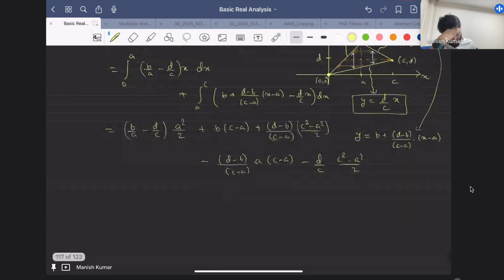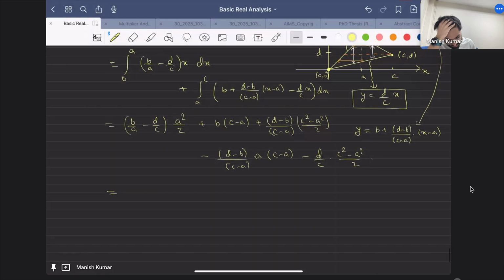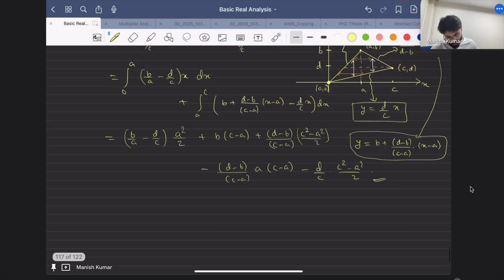When you simplify it, I think it should reduce to something simpler. I'm leaving it to you, so you can simplify it further. Okay, let's move to the next problem.